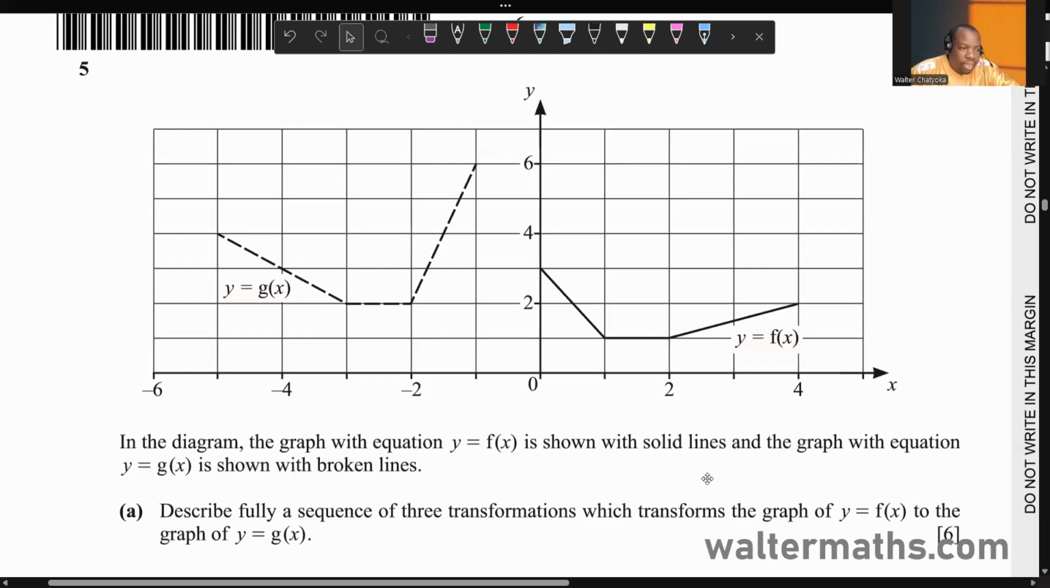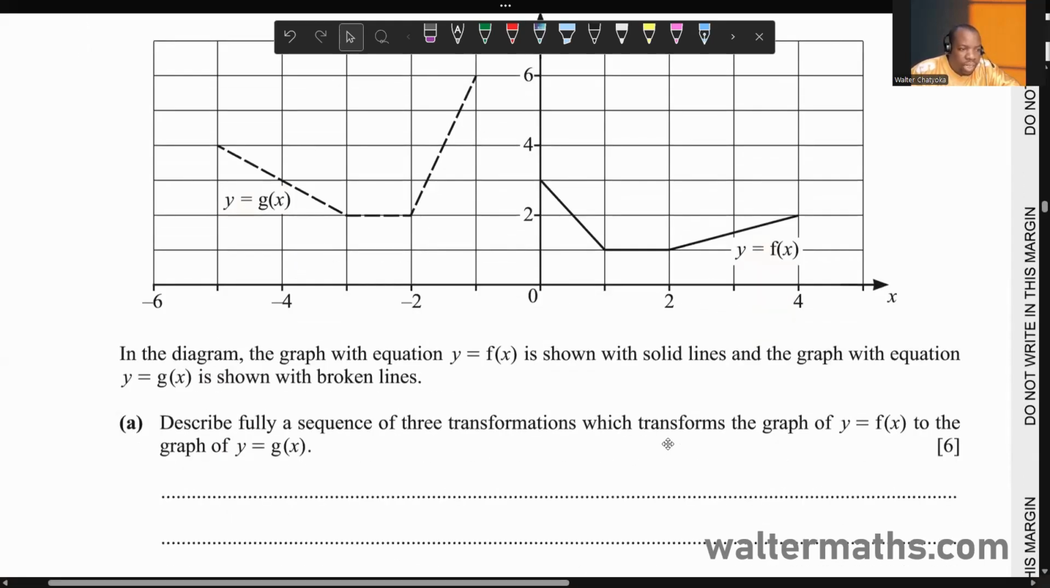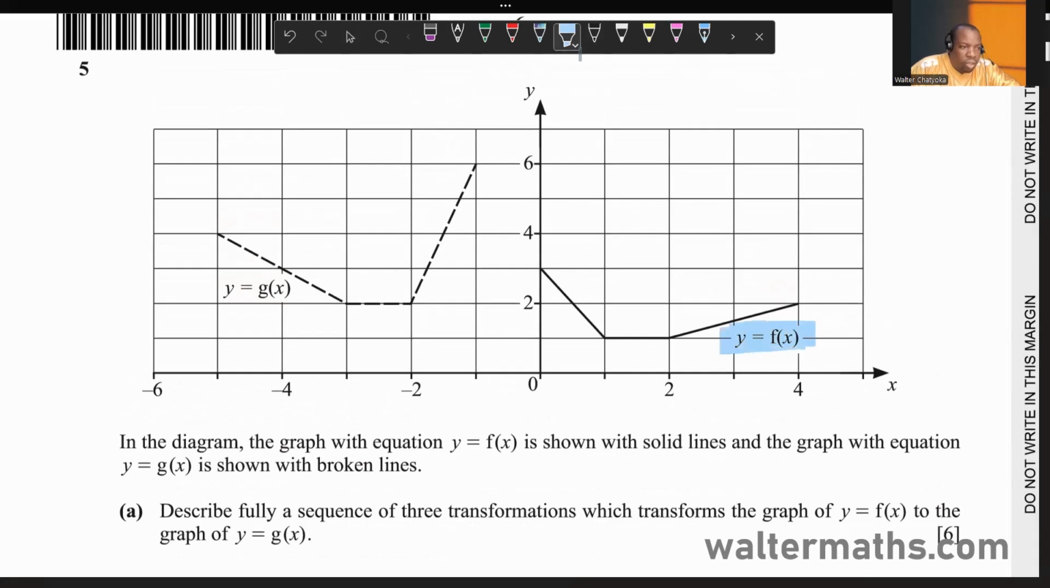So on question 5, it says, in the diagram, the graph with equation y is equal to f of x is shown with solid lines, and the graph with equation y is equal to g of x is shown with broken lines. On part A, describe fully a sequence of 3 transformations which transforms the graph of y is equal to f of x to the graph of y is equal to g of x. So we have y is equal to f of x being transformed onto y is equal to g of x.